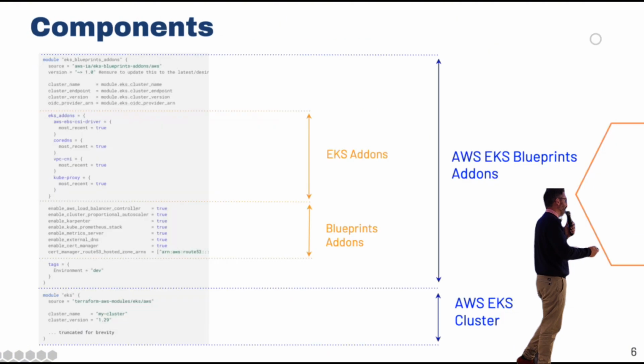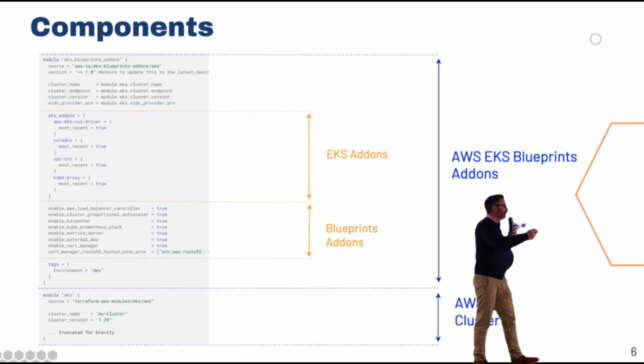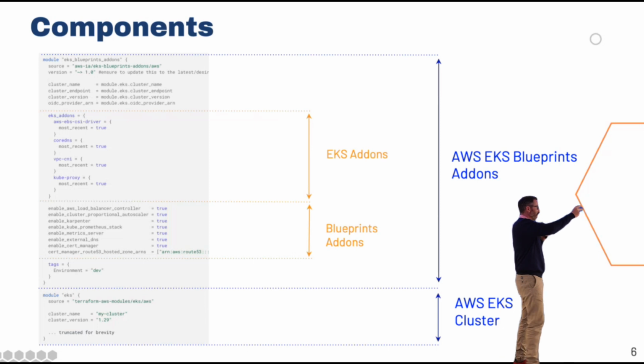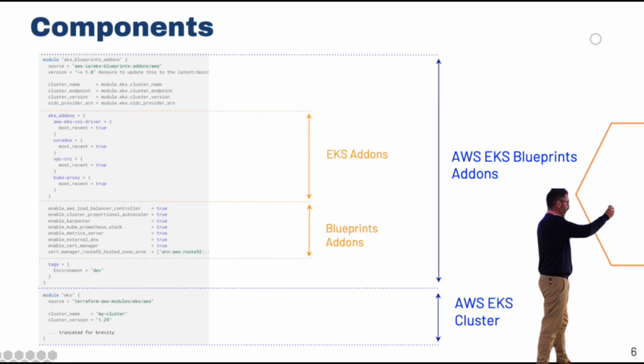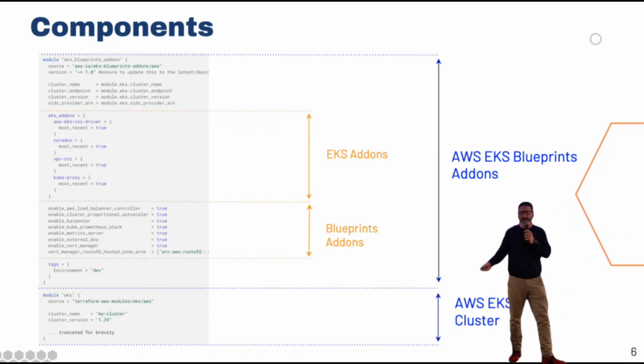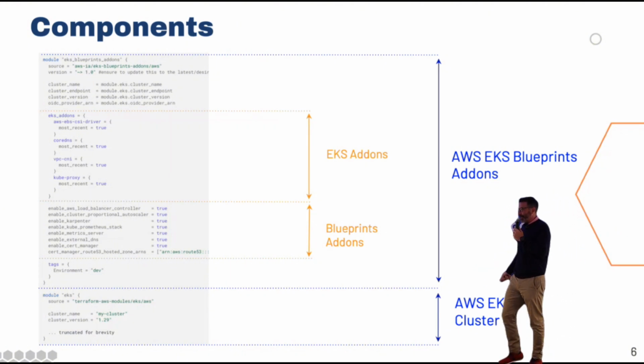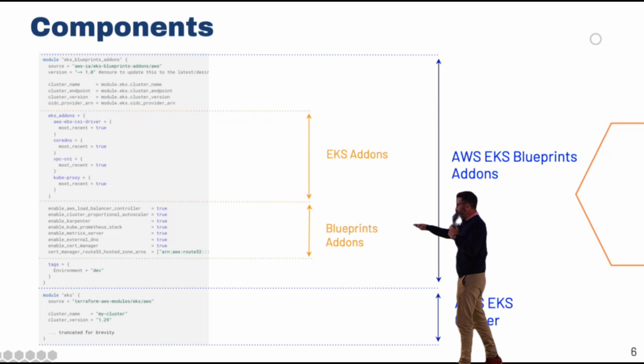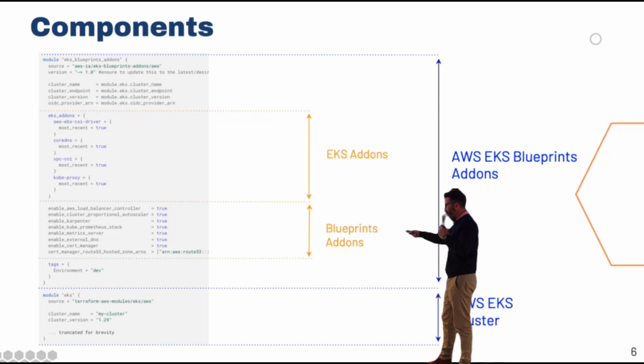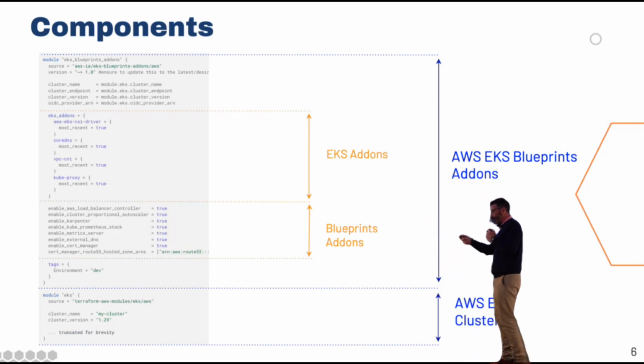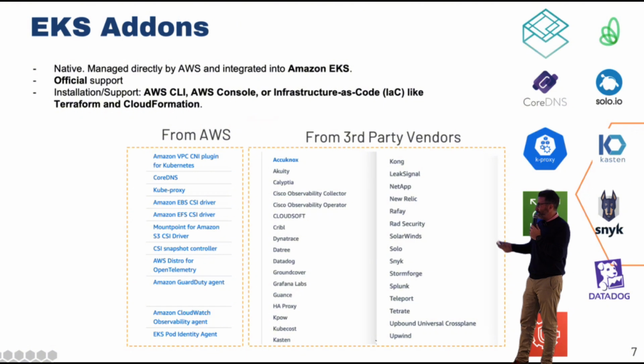How do they look? In here, we see on the top the blueprints add-on, and on the bottom the AWS EKS cluster. For the EKS cluster, most of you who work with Terraform might be familiar with it. Then we have 2 types of add-on: the EKS add-on and the blueprints add-on. What is the difference? We are going to explain in the next slide.